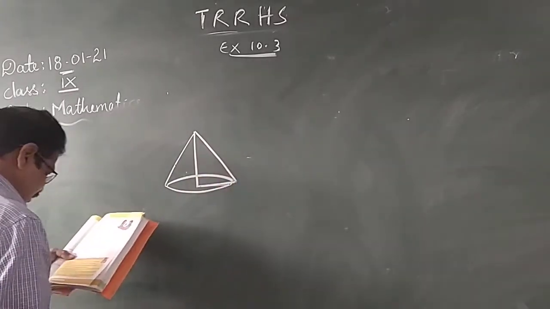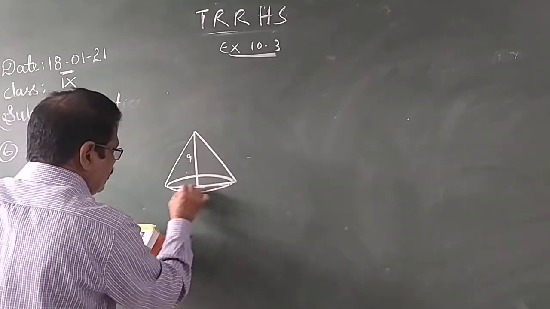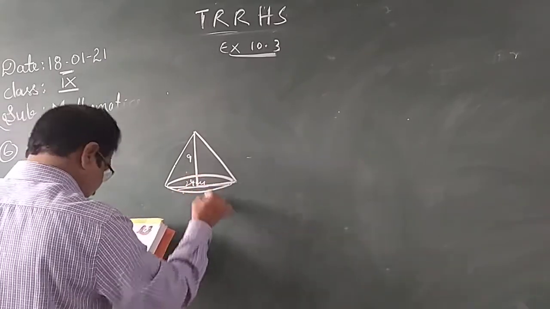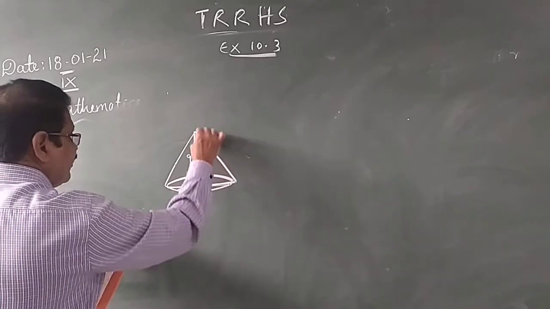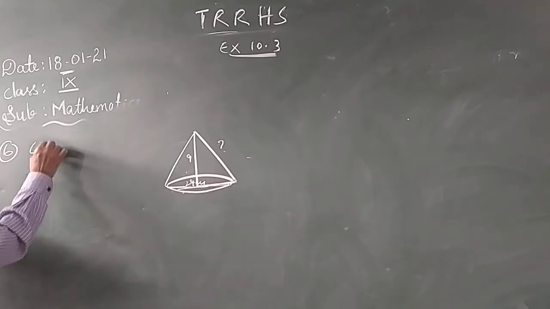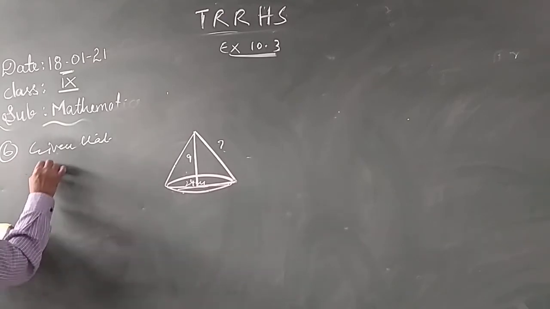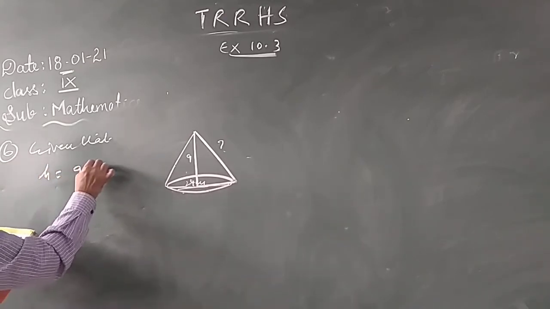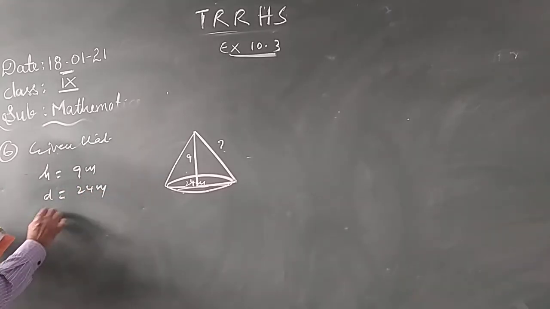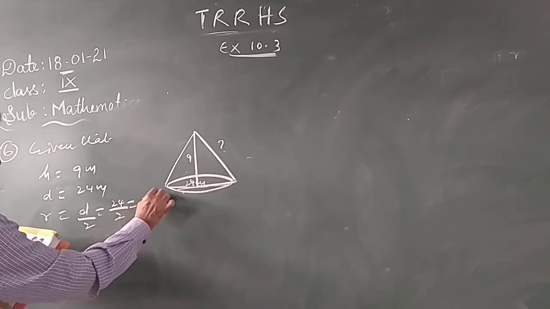The height of the tent is 9 meters. Base diameter is 24 meters. What is the slant height? We want the slant height. So, given that, the height of the tent, the vertical height, is equal to 9 meters. Diameter is equal to 24 meters, find the radius. Radius equals d by 2, 24 by 2, that equals 12 meters.